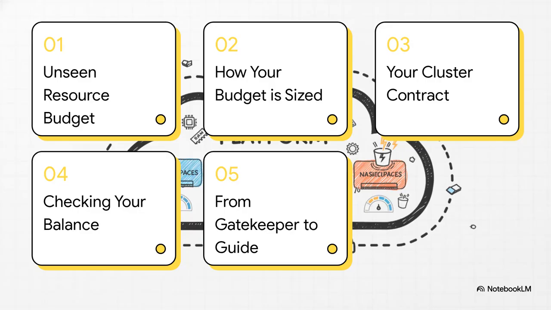Okay, here's the plan. We'll start by looking at this limit as your unseen resource budget. Then, we'll dig into how that budget gets calculated and what that means for your contract with the cluster. And of course, I'll show you how to check your balance, and we'll finish by changing our view of this thing from a gatekeeper to more of a helpful guide.